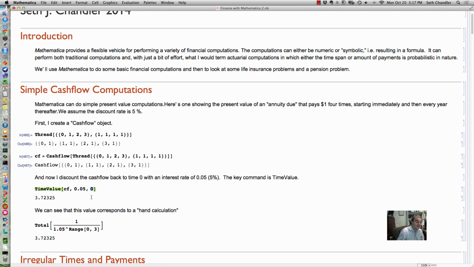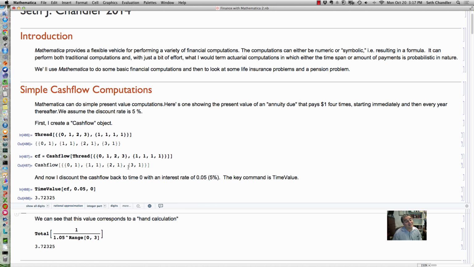So what this is saying is, what is the value of this CF cash flow today, assuming that money grows at a rate of 5% per year. If you were to stick $1 in the bank today, you would find yourself with $1.05 a year from now. Okay? And so it magically does this computation for you.